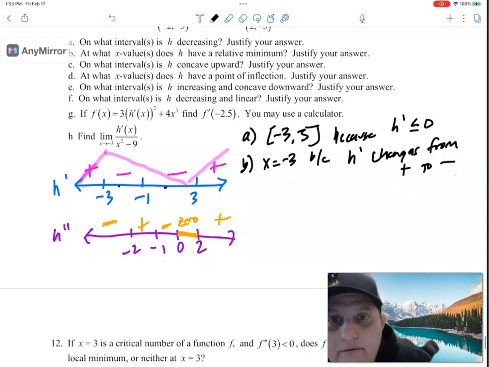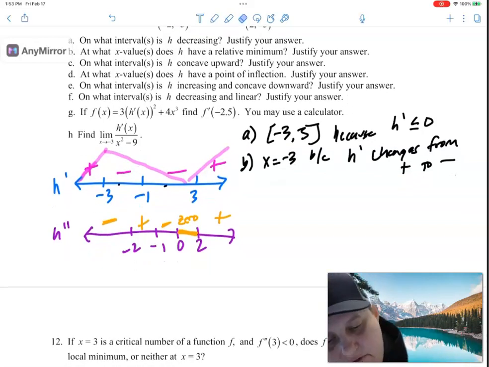All right, nice. Oh, shoot. It said, where's that relative min? Plus 3. My bad. From negative to positive. Okay. Part C. Where is h concave up?